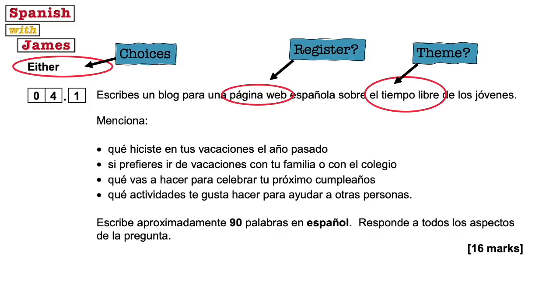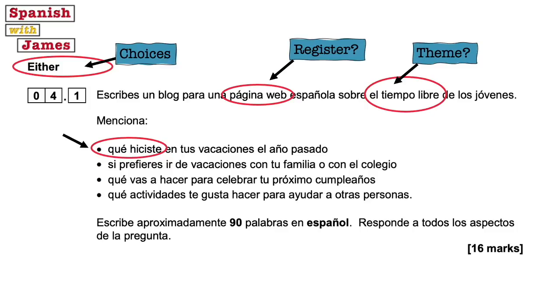You could start off by saying, hello, welcome to my blog, or something like that. You don't have to, but sometimes it might ask you to write a letter to a friend, in which case you might say, hello, I hope you're well, and things like that. So think about the register, and then we'll have a look at the bullet points.